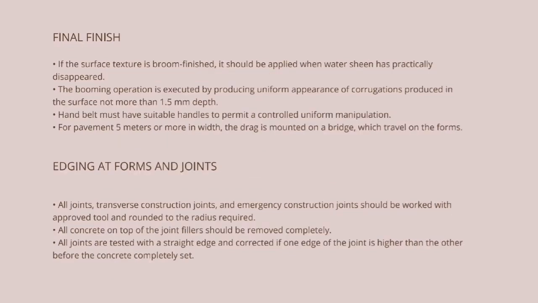Final finish. If the surface texture is broom finished, it should be applied when water sheen has practically disappeared. The brooming operation is executed by producing a uniform appearance of corrugation in the surface not more than 1.5 mm in depth. The hand broom must have suitable handles to permit a controlled, uniform manipulation. And last is for pavement 5 meters or more in width, the drag is mounted on a bridge which travels on the form.